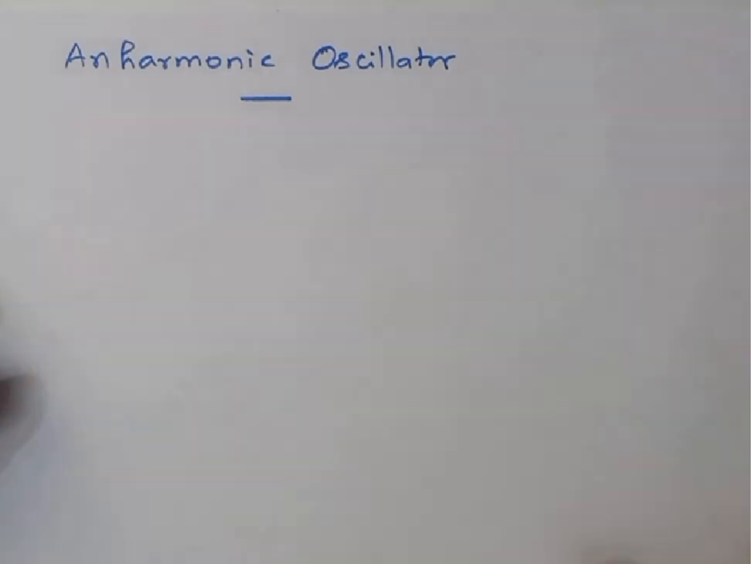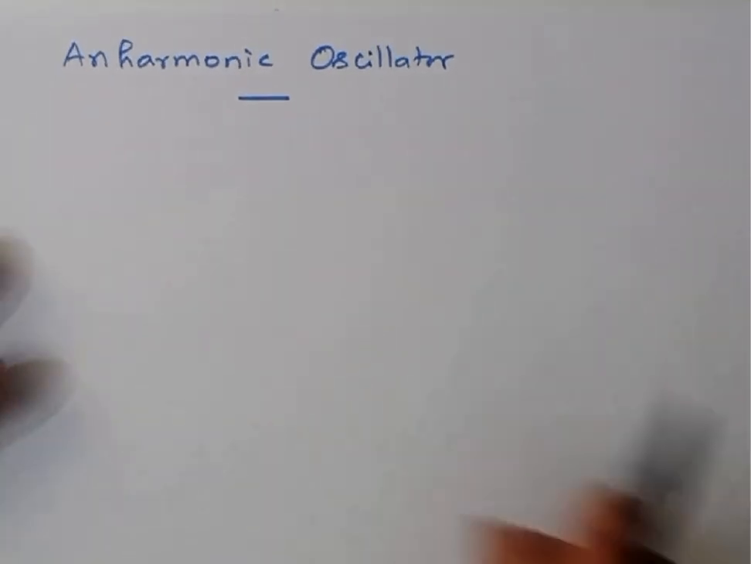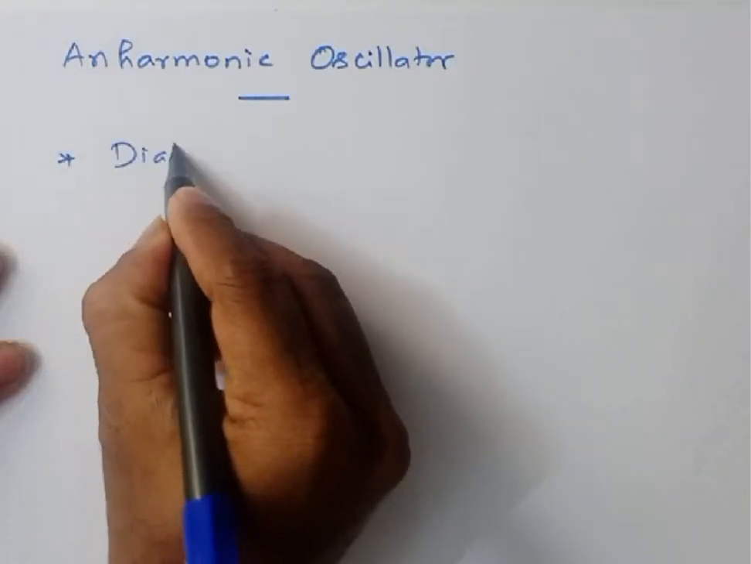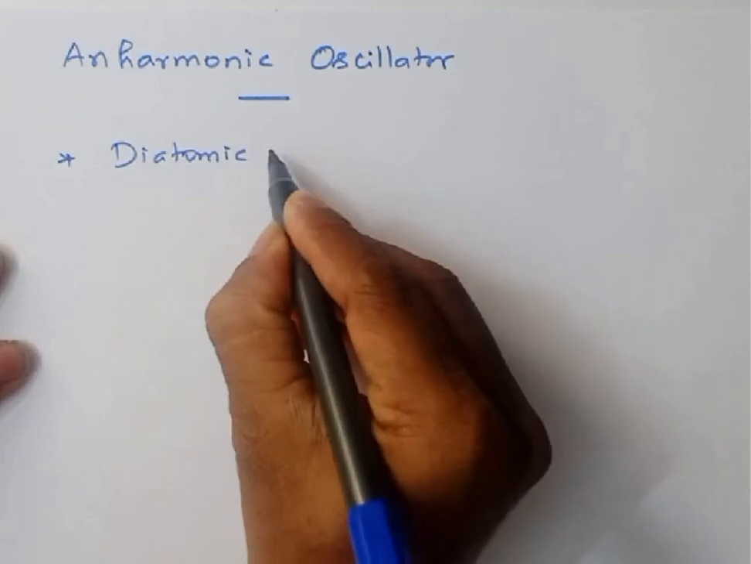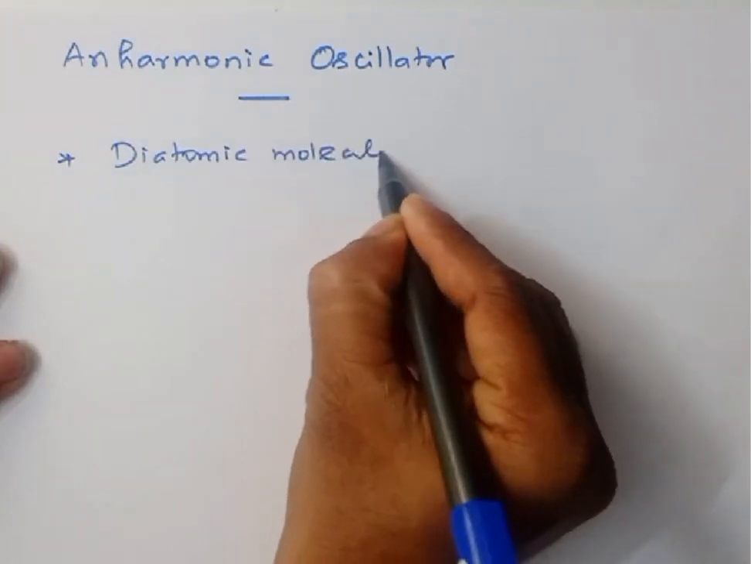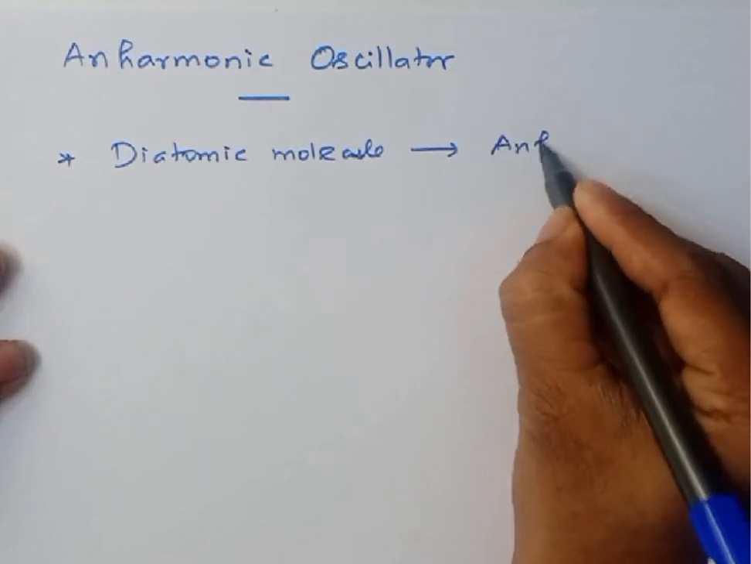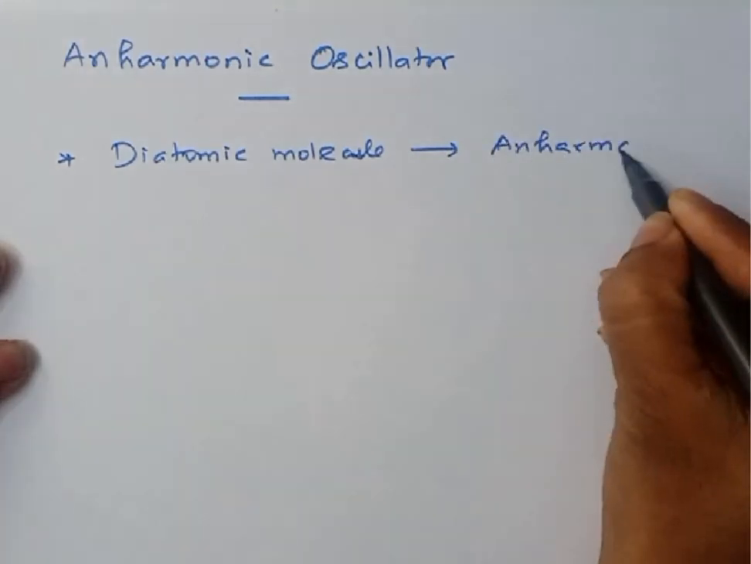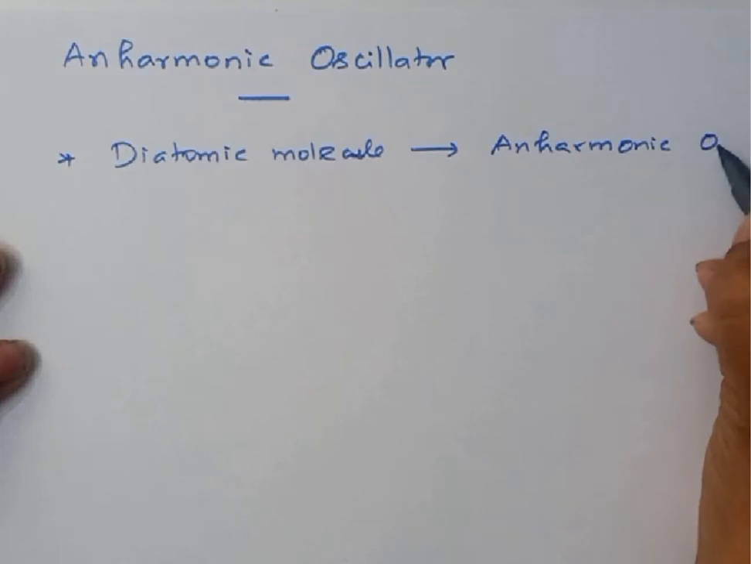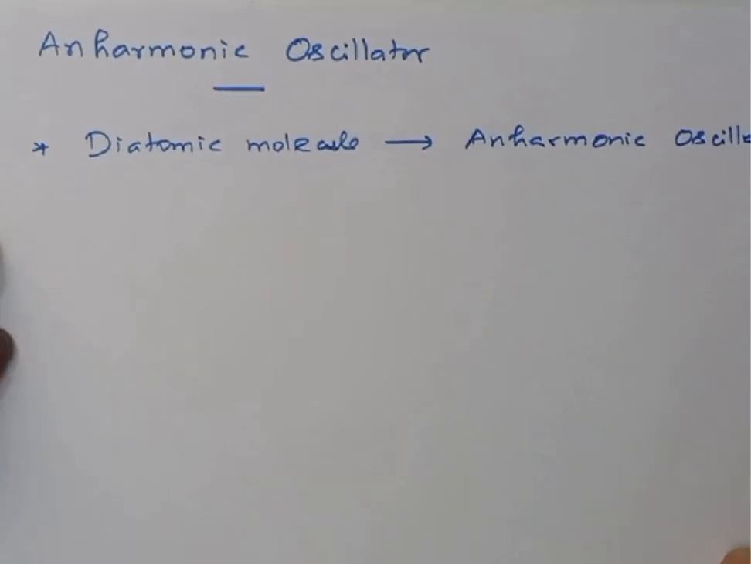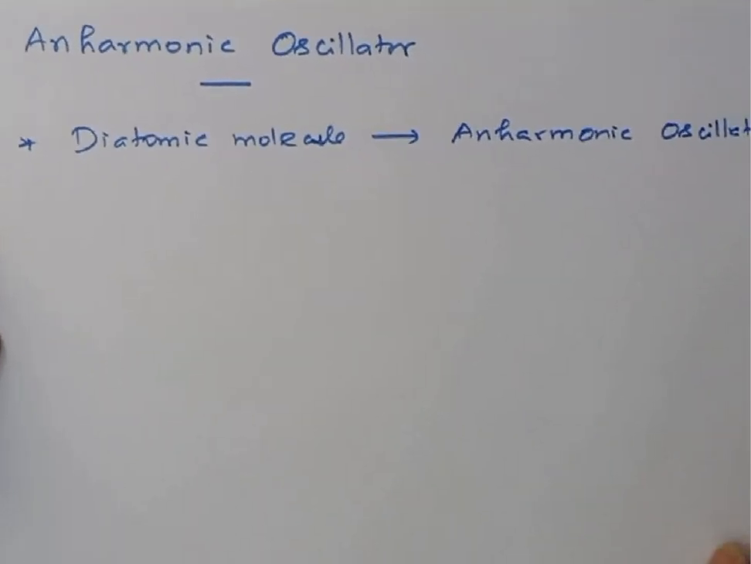Anharmonic oscillator. What we are going to do is assume that a diatomic molecule behaves like an anharmonic oscillator. Right? Okay, what is an anharmonic oscillator? It is the behavior of real molecules, simple.